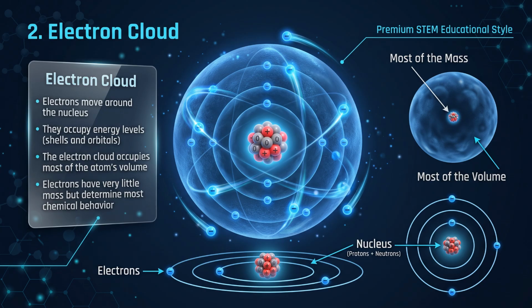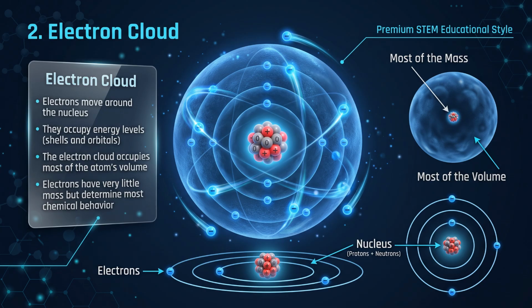Mass versus volume. Moving to the right side of the graphic, we see a fascinating contrast that completely defines atomic anatomy. As we learned previously, the tiny, dense nucleus holds most of the mass. However, the blue spherical diagram directly below it demonstrates that the electron cloud is responsible for most of the volume. The electron cloud occupies almost all of the atom's physical space, meaning that despite feeling solid, everyday matter is mostly just empty space.